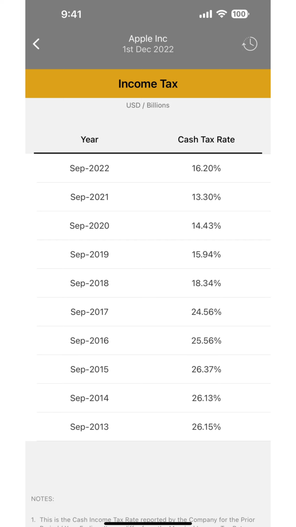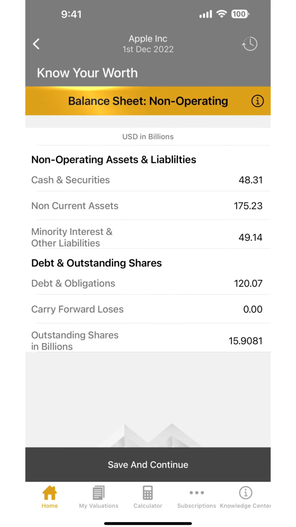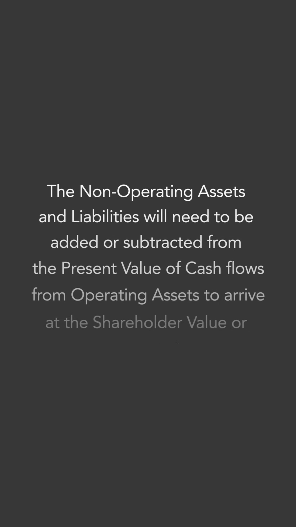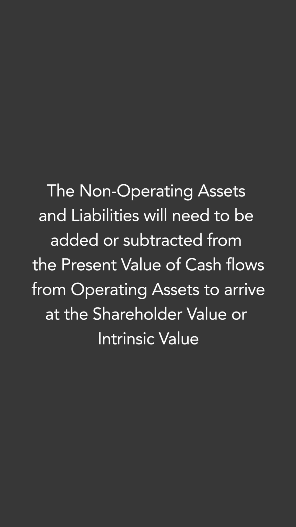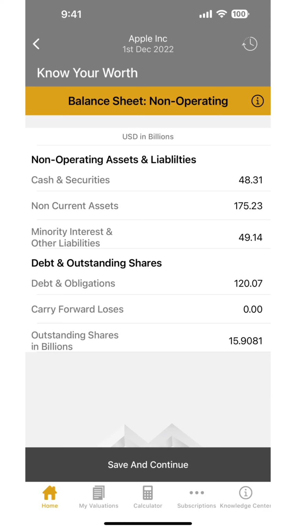The balance sheet non-operating screen essentially consists of non-operating items that do not contribute in generating operating cash flows. This section also displays the debt, non-operating liabilities, and the outstanding shares as on previous closing day. The non-operating assets and liabilities will need to be added or subtracted from the present value of cash flows from operating assets to arrive at the shareholder value or intrinsic value.